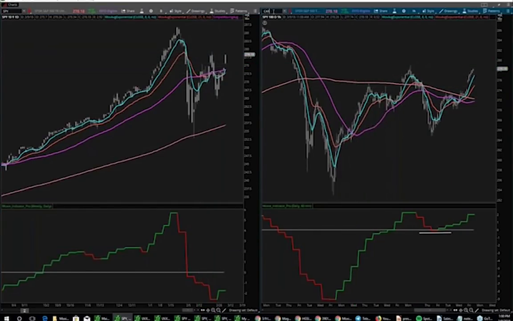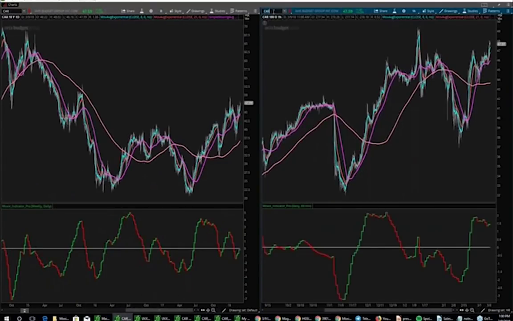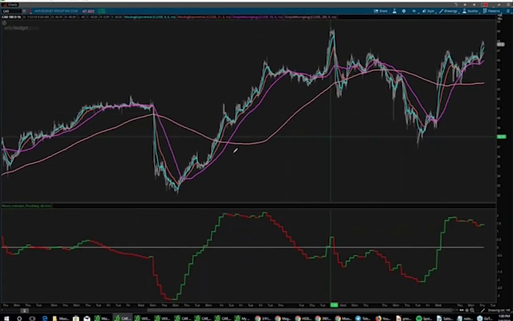So let me show you that other one that I talked about earlier. This is CAR, C-A-R, as far as the ticker goes. This is Avis Budget Group. So let's just walk through this one. You know, I read charts like a book. And once you guys get this indicator, that's the whole point.